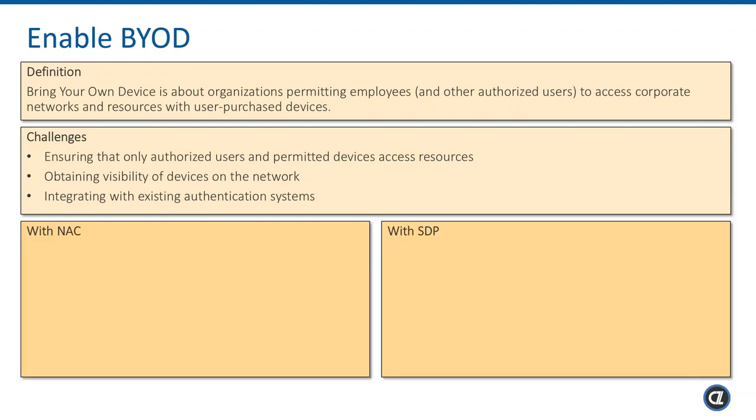So let's take a look at some attributes and compare and contrast what these things look like with a network access control solution and with a software-defined perimeter. The first is that with the NAC, of course, you get visibility of devices on the network. Because NAC works at the network layer and will only effectively give IP addresses to approved devices, these solutions do give you visibility of that.